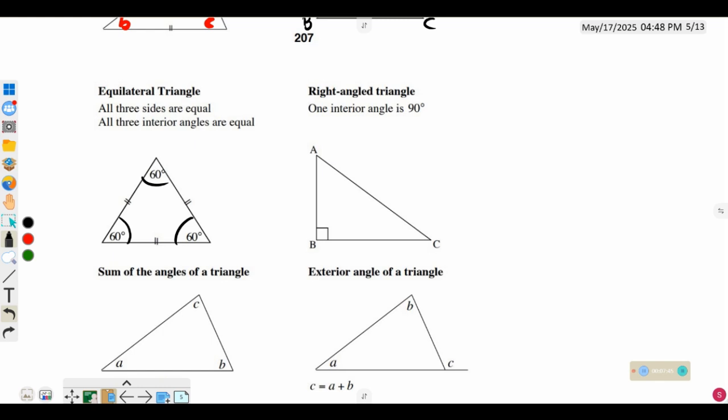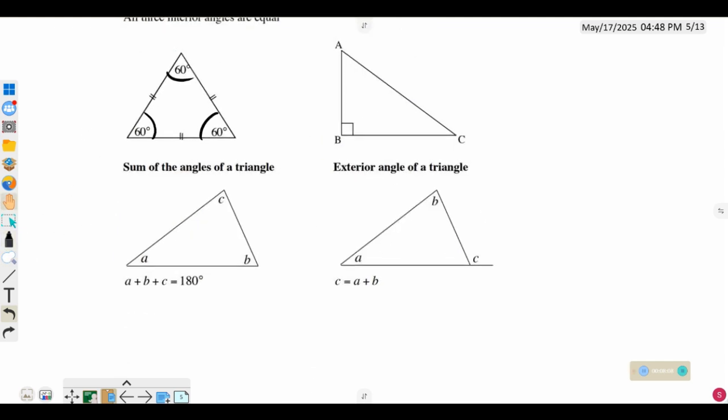A right angle triangle, as the name is self-explanatory, there must be one angle which is equal to 90 degrees. And remember, you can only have one 90 degrees, right? You cannot have two 90-degree angles in one triangle, because when you sum them up in the end, they should give you 180. So if you assume that this is 90 degrees, then it means that would be 0 degrees, which wouldn't make sense. Okay, now let's move on.